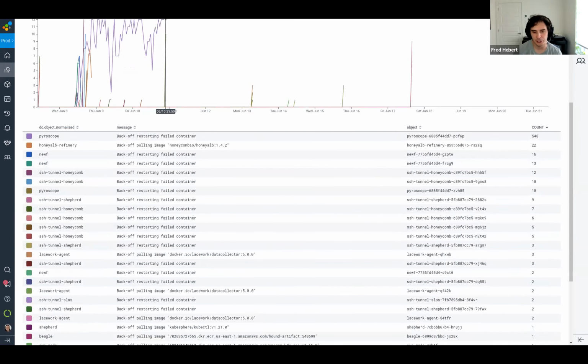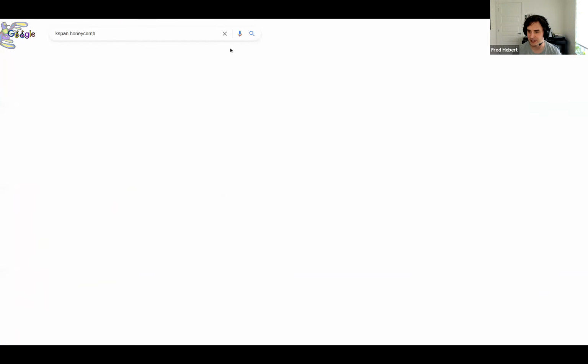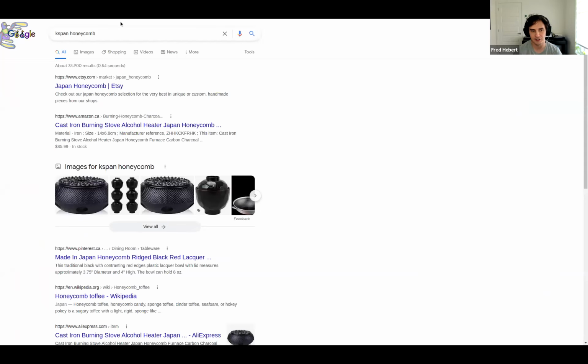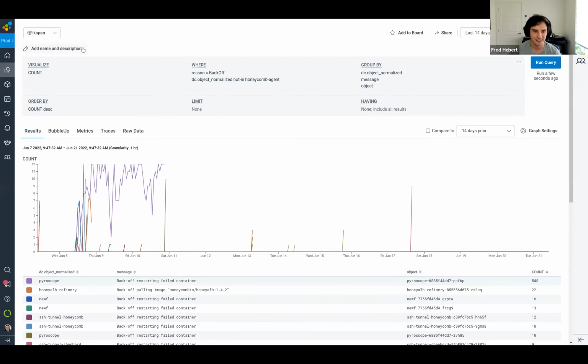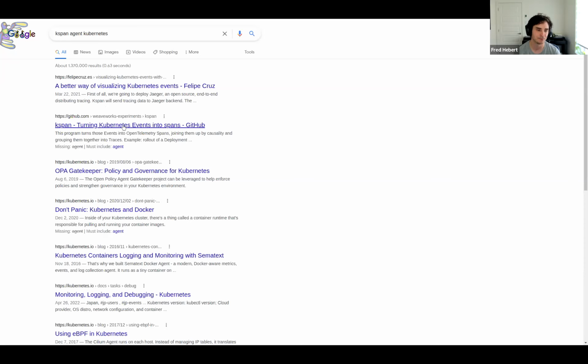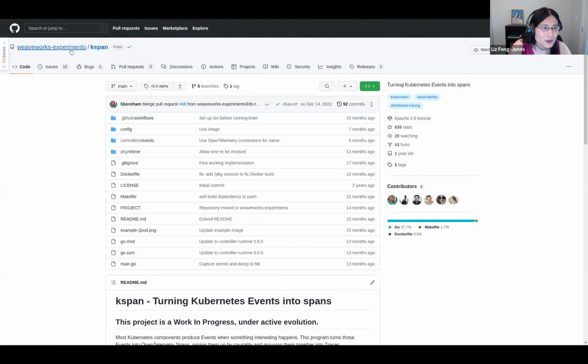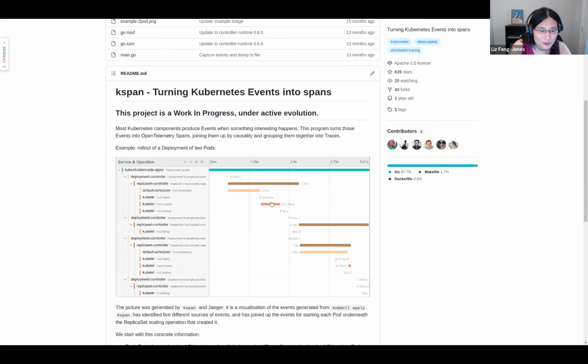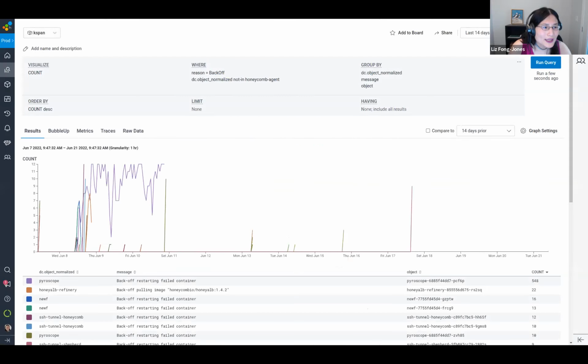For a lot of these, it's not necessarily that Honeycomb has the tools for that, but you can install anything that generates OpenTelemetry data for Kubernetes, and then it works. So it's not necessarily auto instrumentation out of the box. It's just that any instrumentation for Kubernetes, we can use. So there's something called the Kubernetes agent. There it is, the Weaveworks experiments KSpan. That produces in an OpenTelemetry compatible format, and then you can just feed it directly into Honeycomb. So that's one agent that you can use.